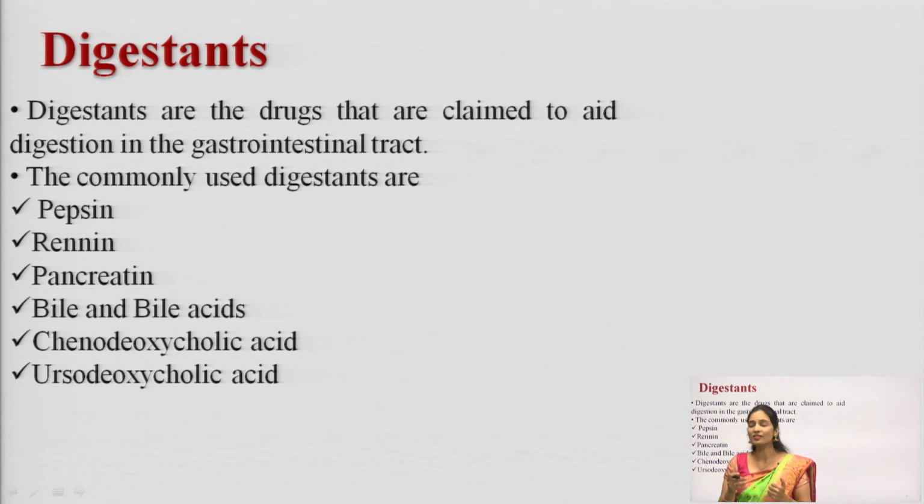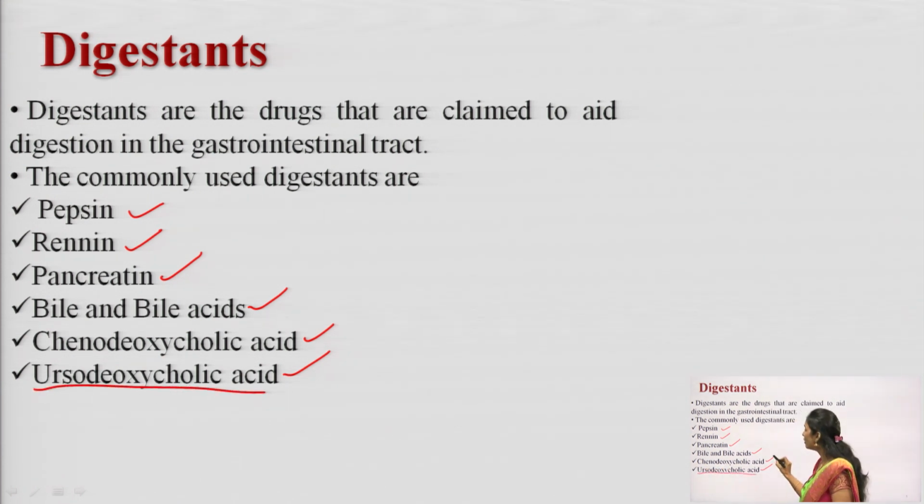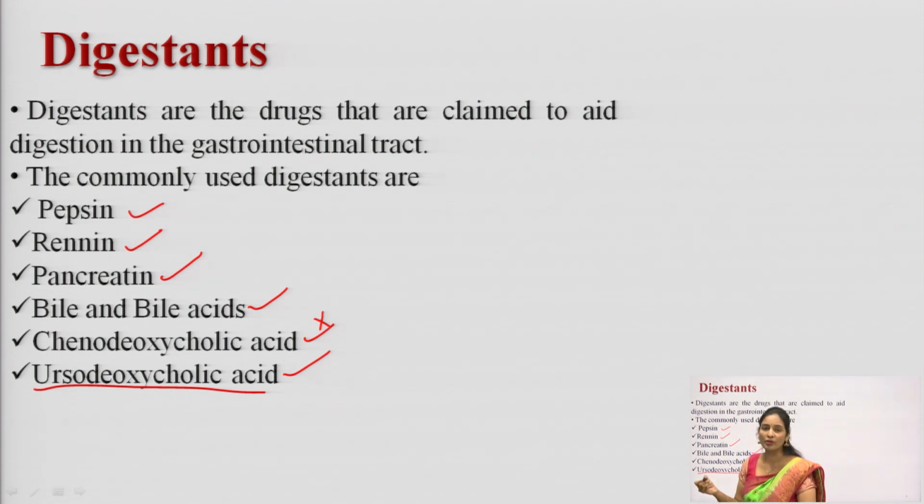So, what are the digestants you can use here? Pepsin. Pepsin is a digestant, right? Renin is also a digestant. Pancreatin is also a digestant. Bile and bile acids, chenodeoxycholic acid, ursodeoxycholic acid. Chenodeoxycholic acid was replaced by ursodeoxycholic acid. Now, chenodeoxycholic acid is not used very much because it will increase the LDL levels.